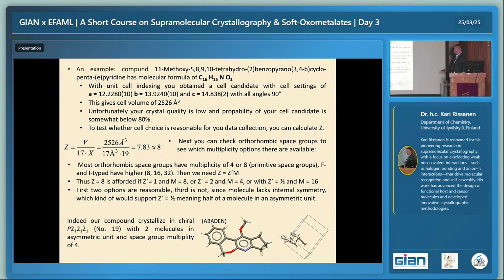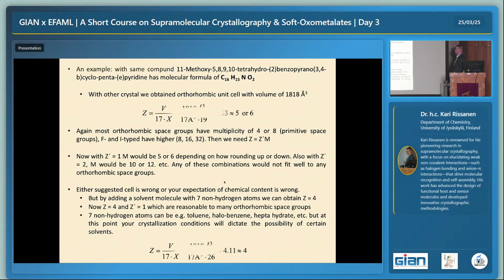And this way we can estimate, because we know that either 4 or 8 can both be correct. But in this case, it turned out that our molecular formula was suitable, but the unit cell is so big that we have to have 8 molecules in there. And it comes from this space group. Anyway, that's one example.